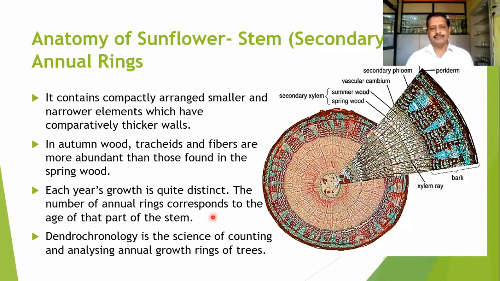Dendrochronology is the science where we can count and analyze the annual growth rings of the trees. आता इथं आपल्याला हे डेंड्रोक्रोनॉलॉजी मध्ये काय, झाडांचं जर एज आपल्याला काढायचं असेल on the basis of the rings, how many rings they have developed, on the basis of that they can calculate the age of that particular plant.